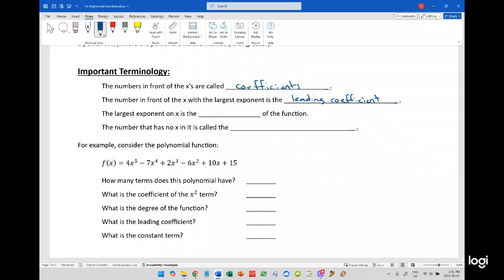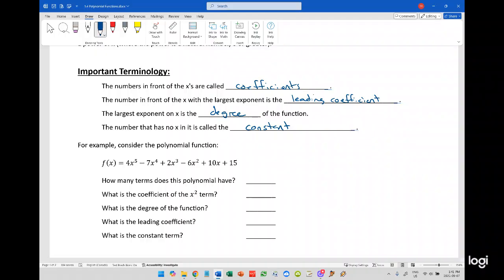The largest exponent on x is called the degree of the function. So on linear functions, the largest exponent we see on x is 1, so it's degree 1. Quadratics are degree 2, cubics are degree 3, quartics are degree 4, and so on. And the number that has no x in it at all is called a constant term. And that's because it's always going to be the same value no matter what x is.